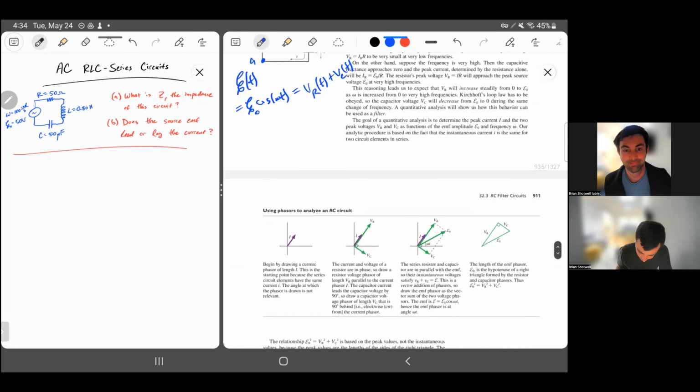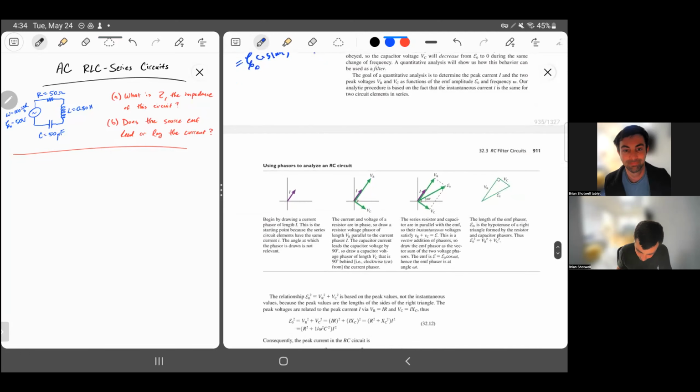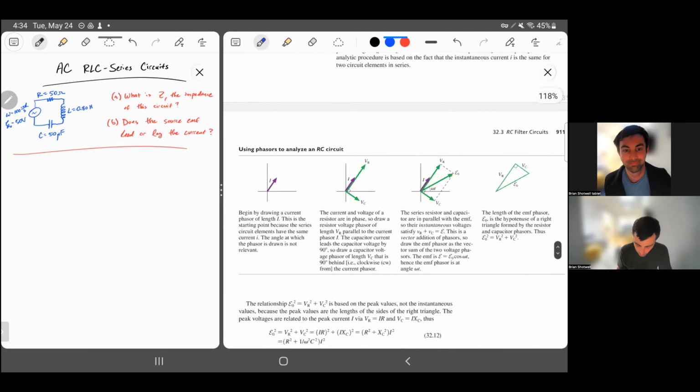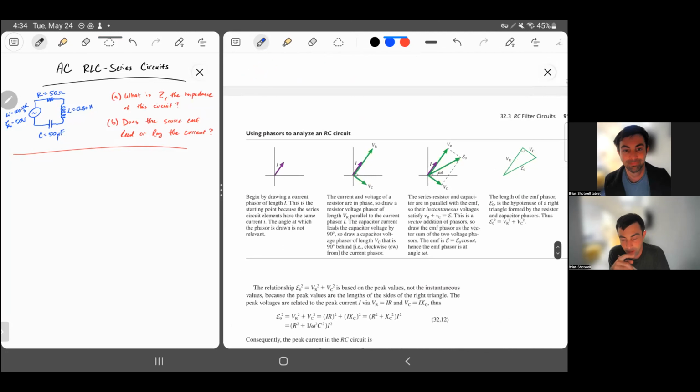So the way we do this, and your book describes exactly the order in which we do this. Because the circuit elements are all connected in series, we're going to start with the current phasor because the current phasor is the same for all three circuit elements, the source and the resistor and the capacitor. So we're going to draw each phasor relative to this.